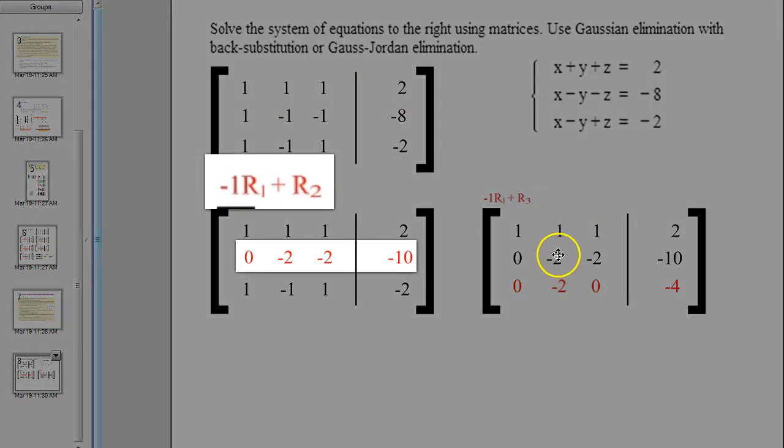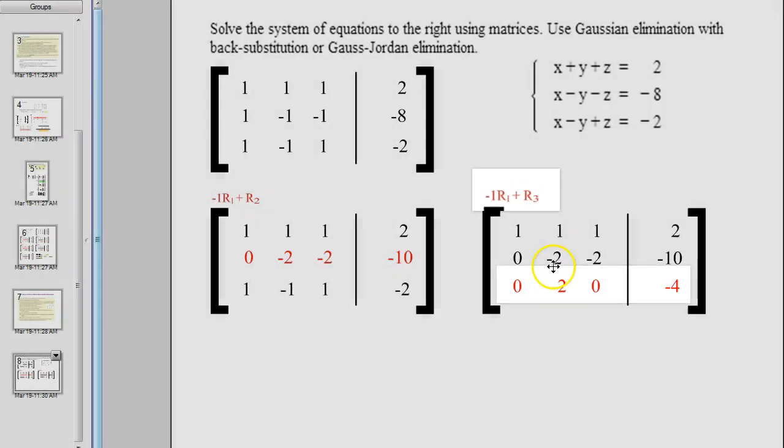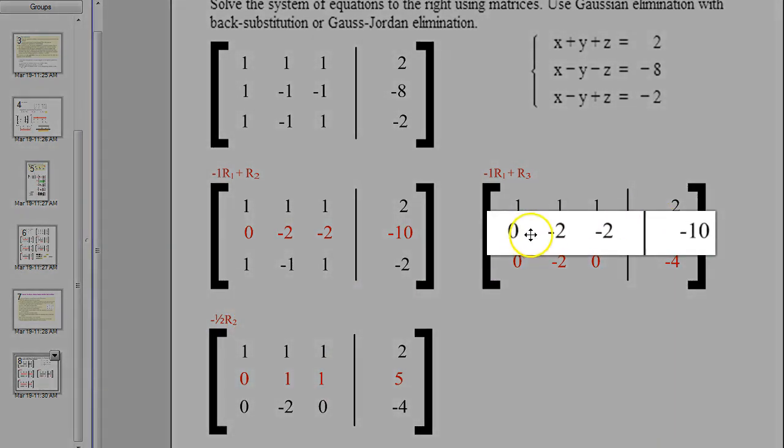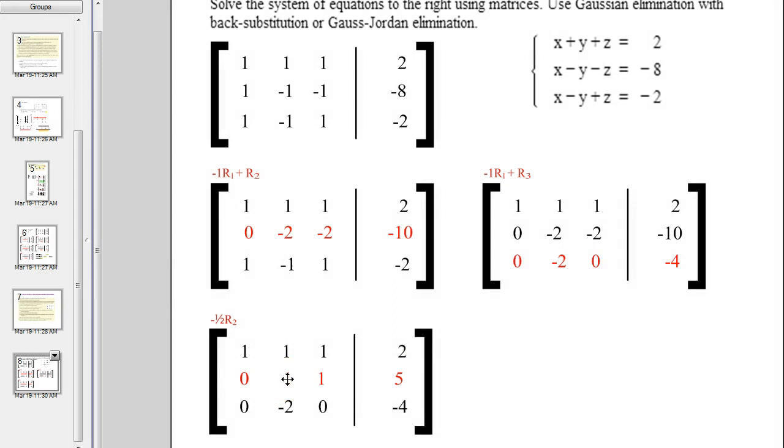Now next I want a 1 in this position. So I'm going to take a -2 and divide this whole entire row by that, or equivalently multiplying by -1/2. So take this row 2, multiply by -1/2, so we get a +1, a +1, a +5. Okay, so I've got a 1 here. Now, typically we just multiply by 2 and add down here to get a 0. But we're going to multiply by -1 and add up as well. We want a 0 here and a 0 here.